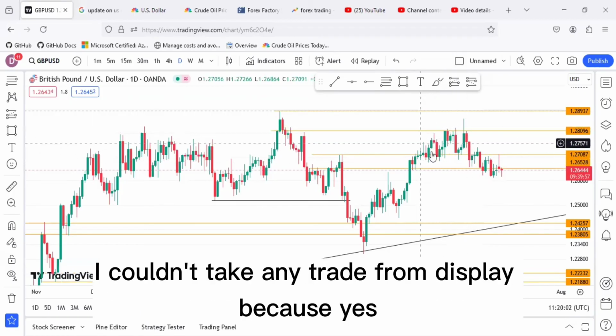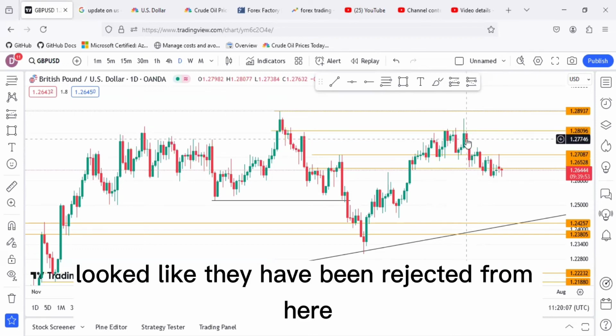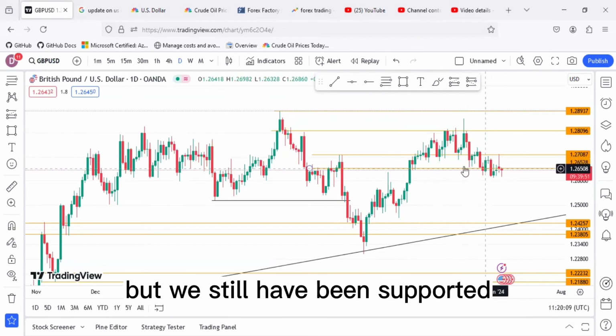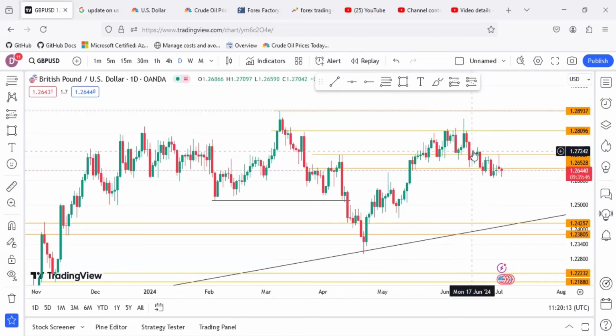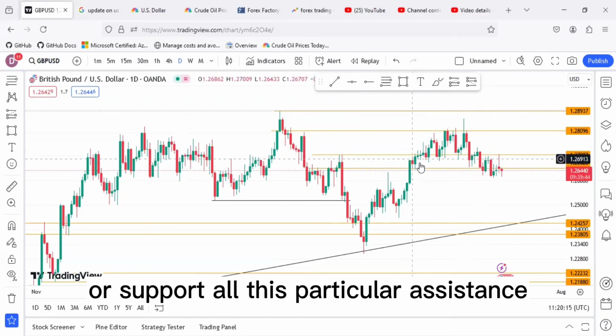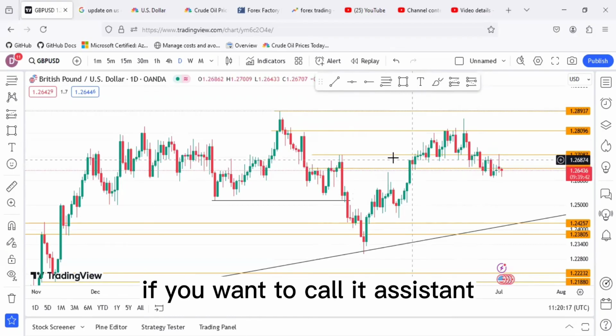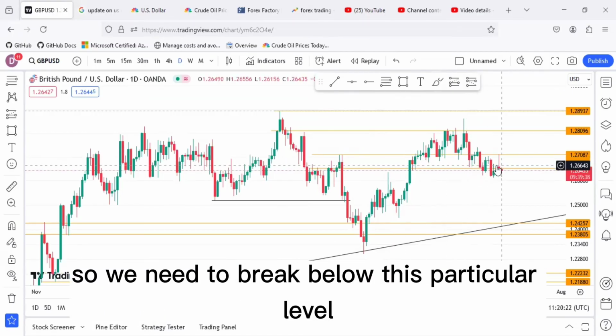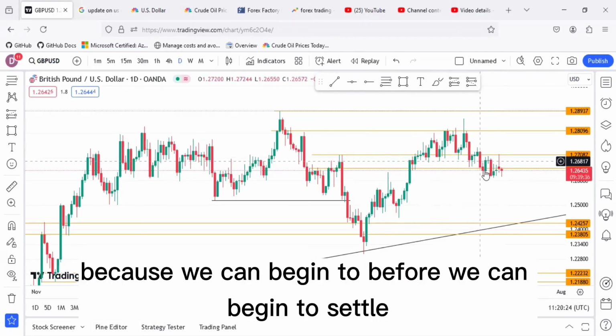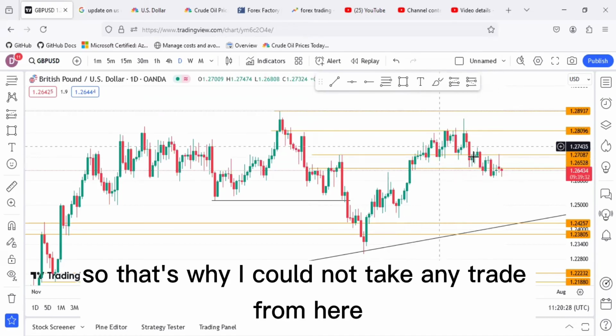But at this point, I must not deceive you. I couldn't take any trade from this place, because yes, this price looks like it has been rejected from here, but we still have a support here. This supply here has turned to support, or this particular resistance, if you want to call it resistance, has turned to support here. So we need to break below this particular level before we can begin to sell. So that's why I could not take any trade from here.